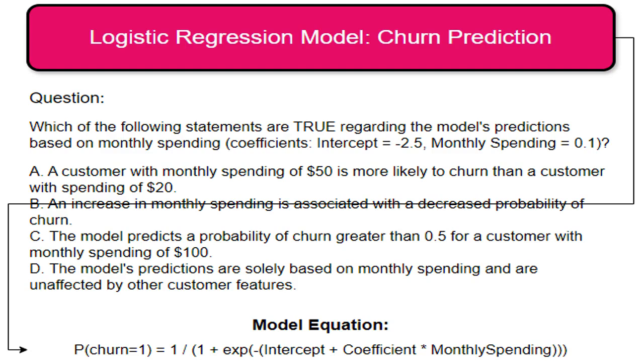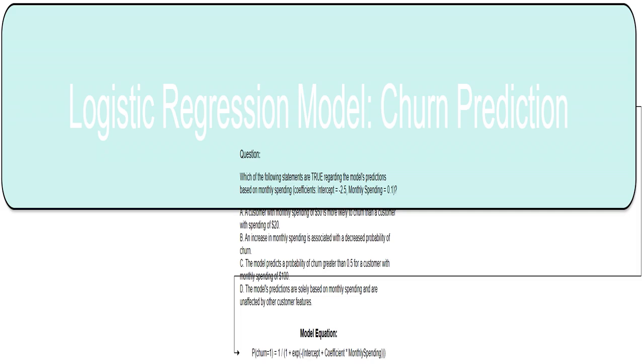I'm using a logistic regression model. It's a statistical method we use for predicting the probability of a binary outcome, in this case, whether a customer will churn, leave, or not. This model uses monthly spending to make that prediction. Pretty cool, huh? This is the main question.